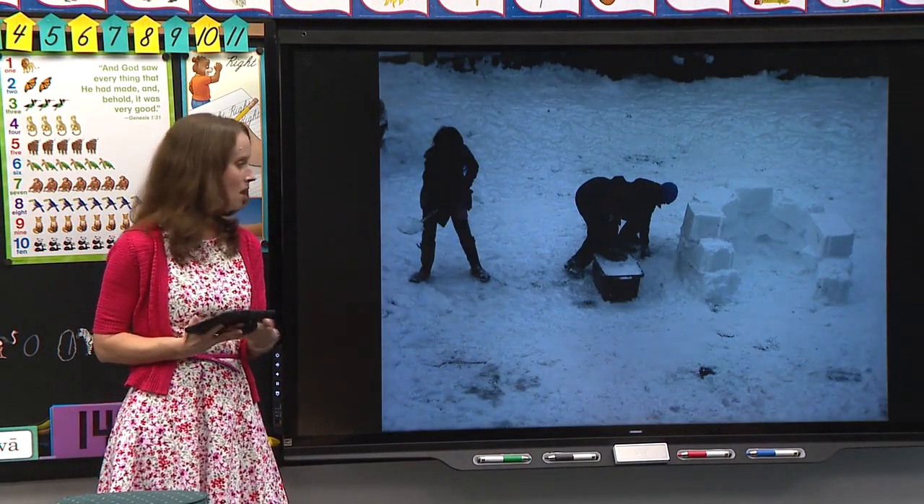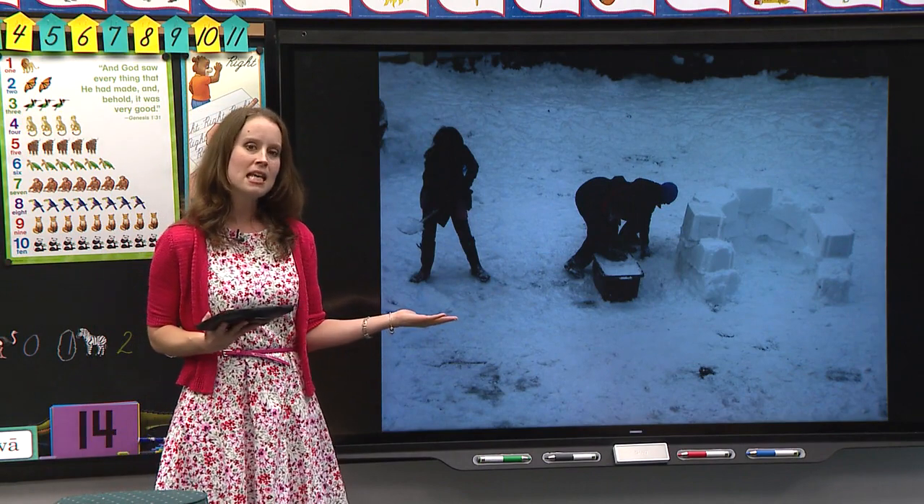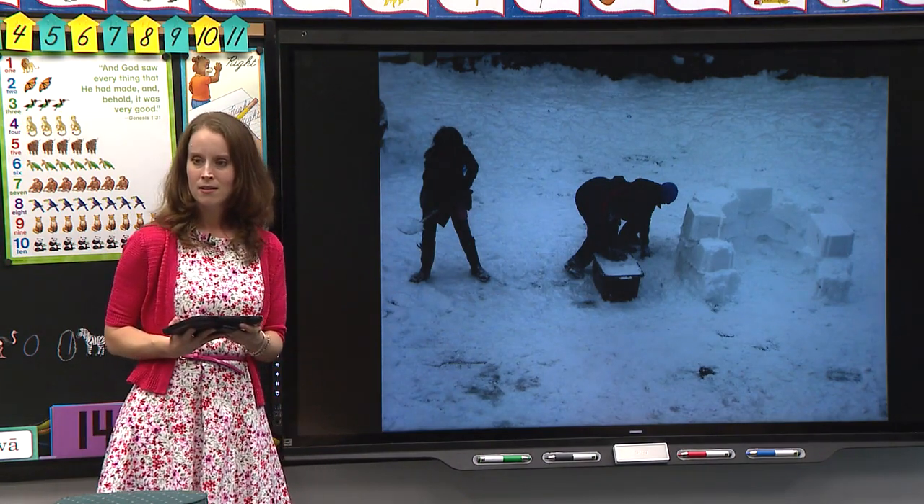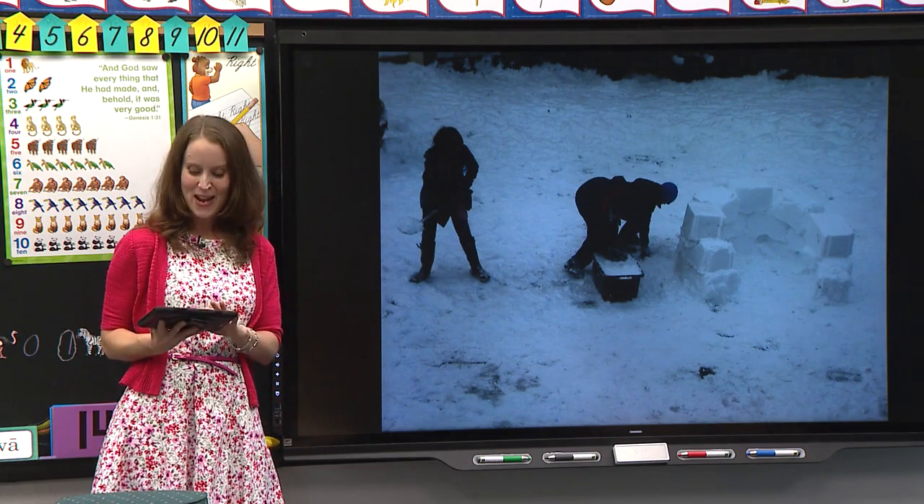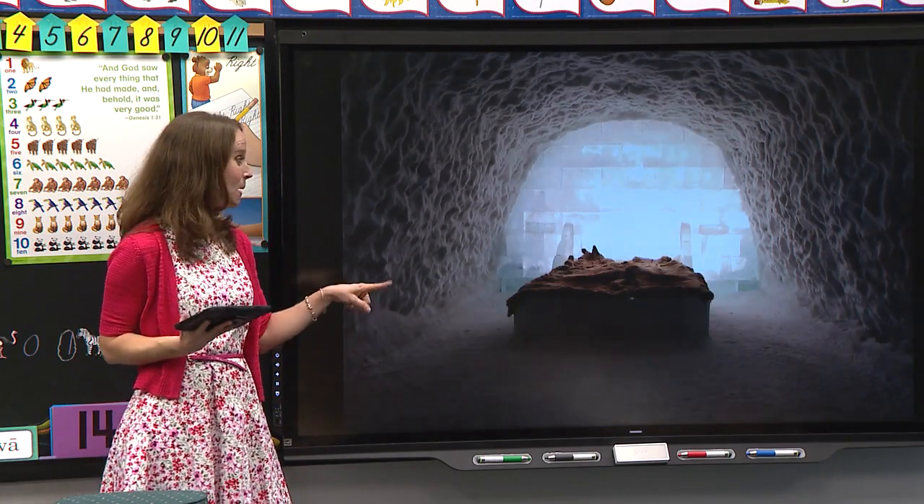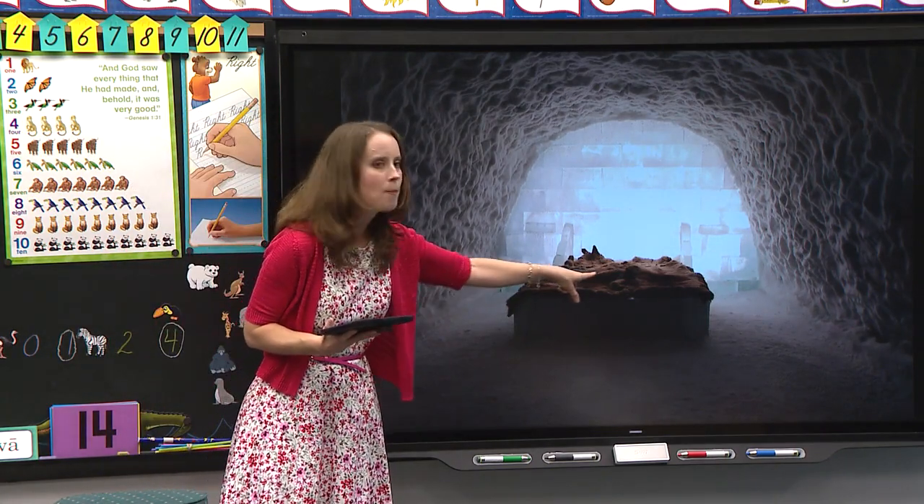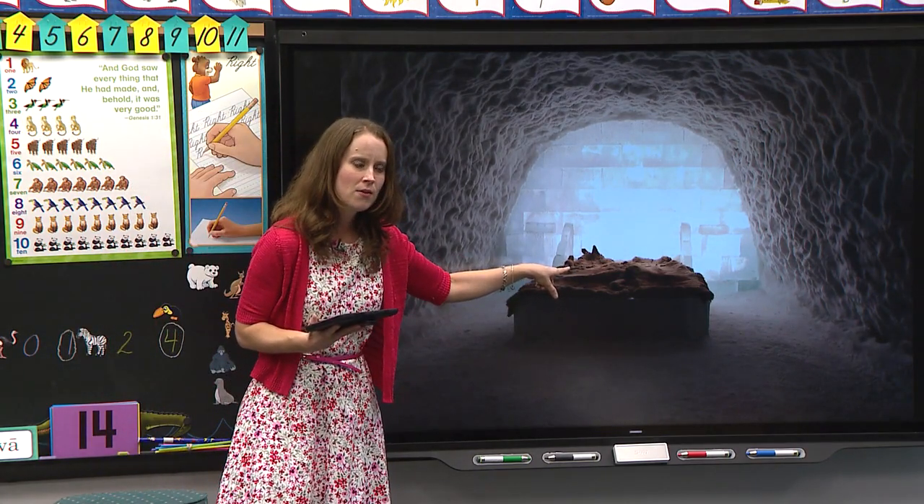Here we can see some people building an igloo. What is an igloo made of, Aria? Ice. Ice blocks, ice and snow, you're correct. And there might be what it looks like inside of an igloo. Can you tell what's on top of this ice here? What do you think that is, Benjamin?